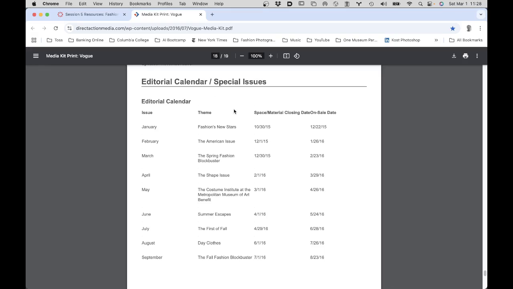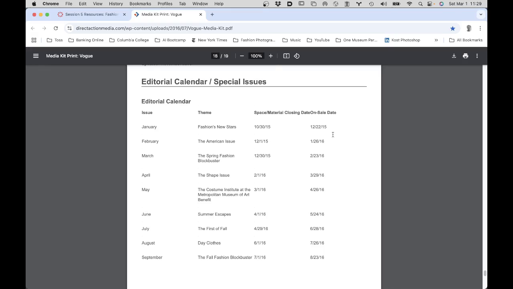This is the editorial calendar. This is where their closing dates are. This matters. If you're interested in doing the March issue right here, the date it goes on sale is in February, but the closing date is the 30th of December. So that's when you would have to have your stuff done.